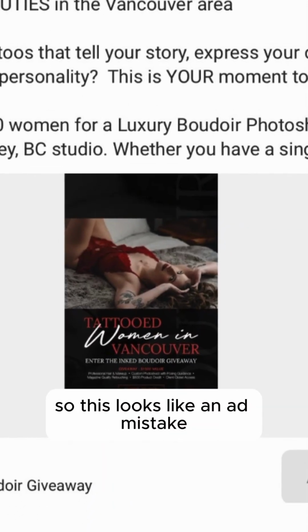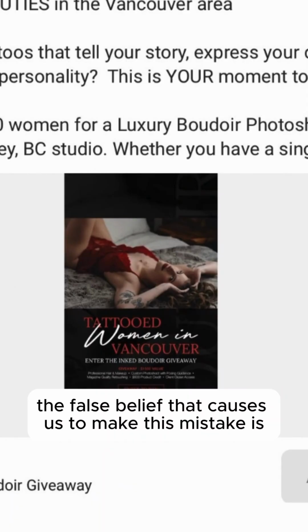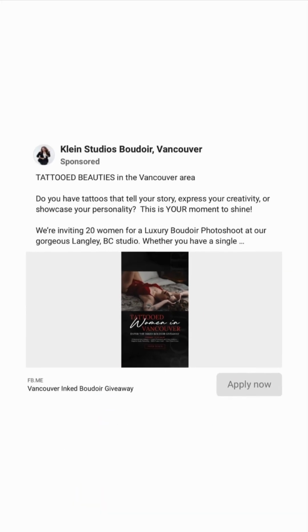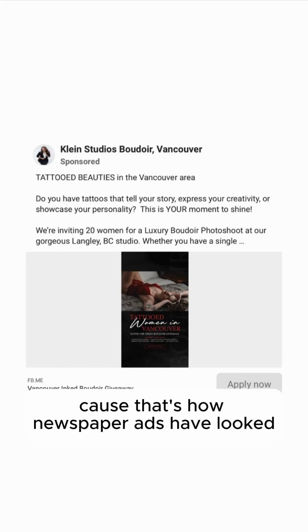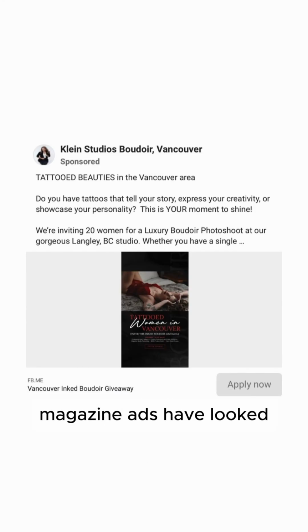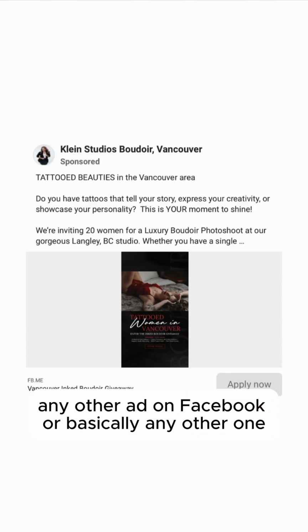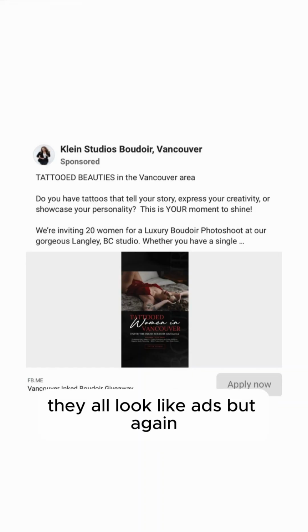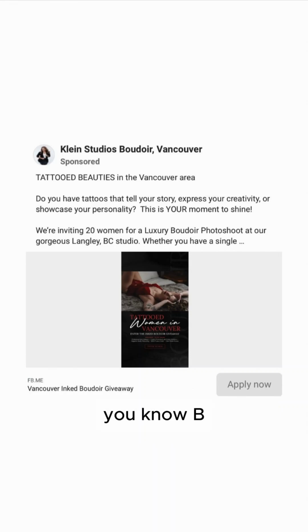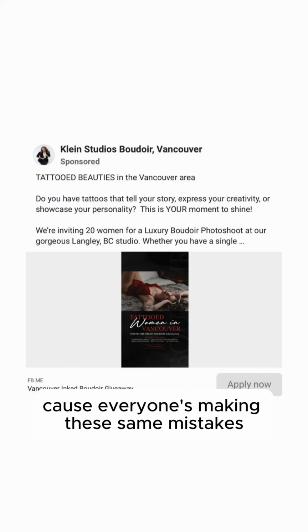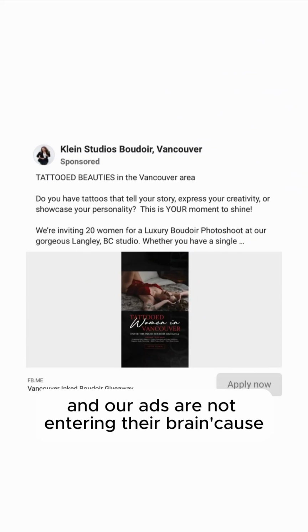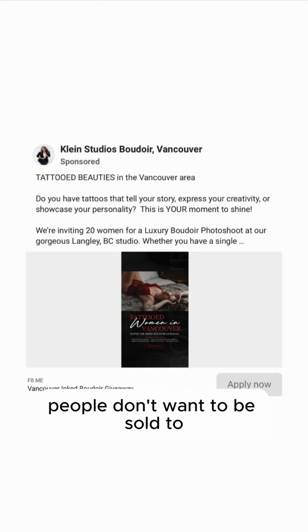Creative. All right, the creative looks like an ad, so it's the looks-like-an-ad mistake. The false belief that caused us to make this mistake is that we believe our ad should look like ads, because that's how newspaper ads, magazine ads, TV commercials, and any other Boudoir Facebook ad on Facebook have looked. They all look like ads. But again, BLCS is the most common thing I'm seeing because everyone's making these same mistakes. The consequence is way more women scroll on by, and our ad is not entering their brain, because people don't want to be sold to.